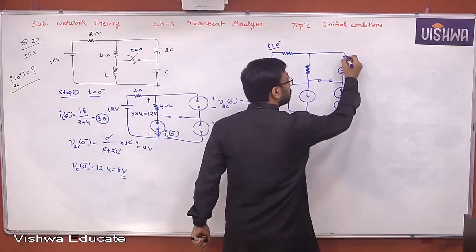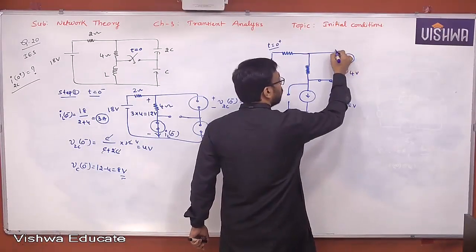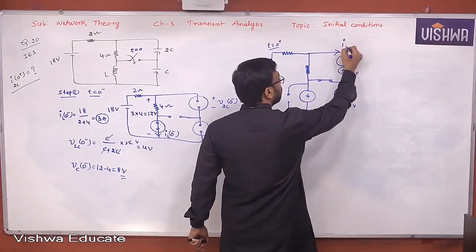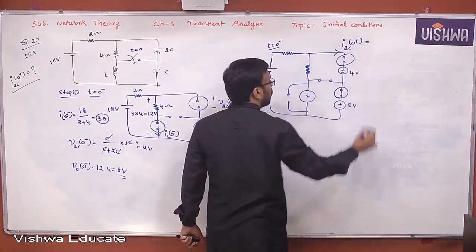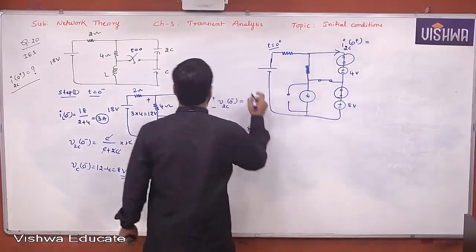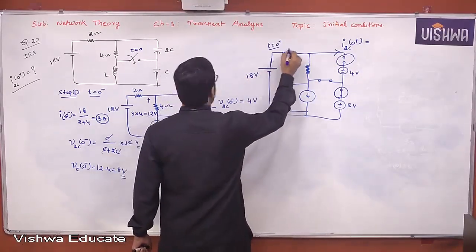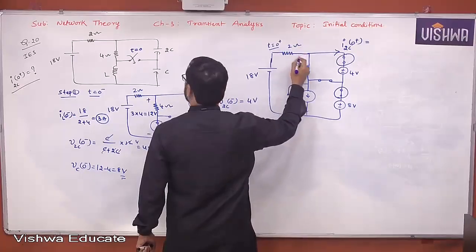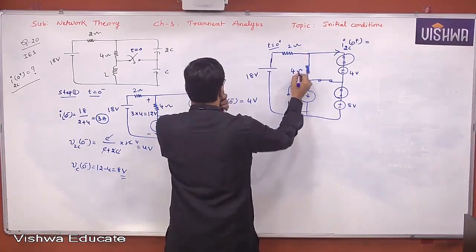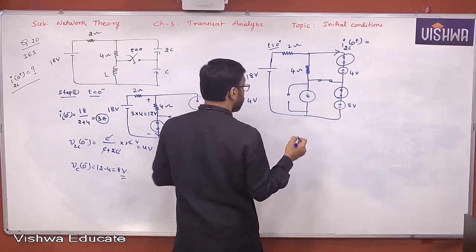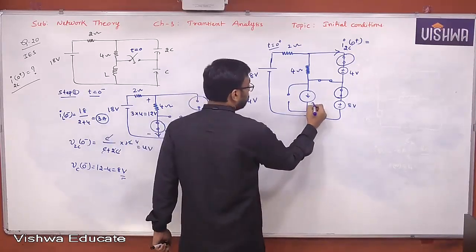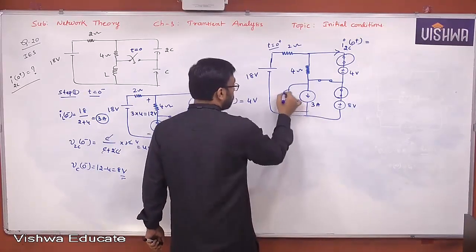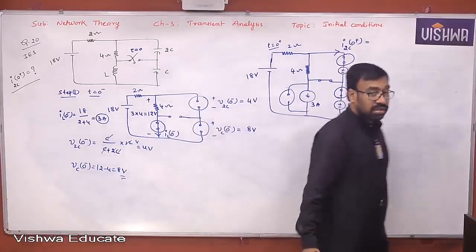Now, what about this 2C? You are expected to determine current through 2C. This is what is actually being asked. Okay? Now, how do you do it? This is 18 volts, 2 ohm, 4 ohm, right? 4 ohm. And what about this current? How much is it? 3 ampere. Yes or no? Okay. This is an inductor model, the parallel inductor model.